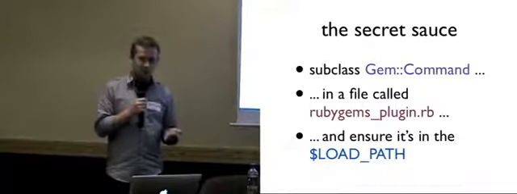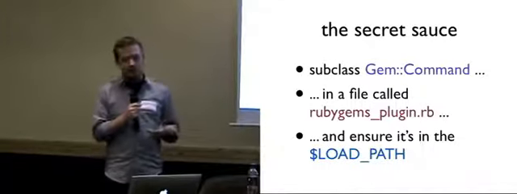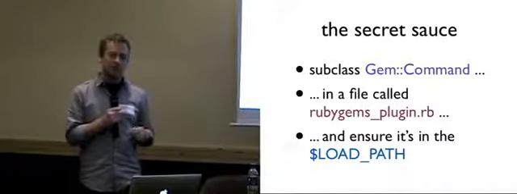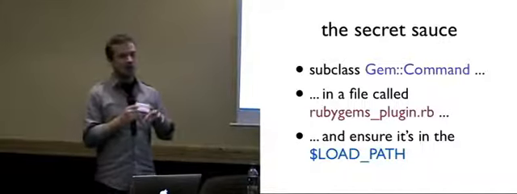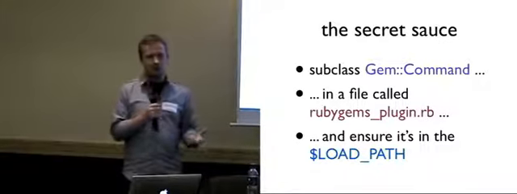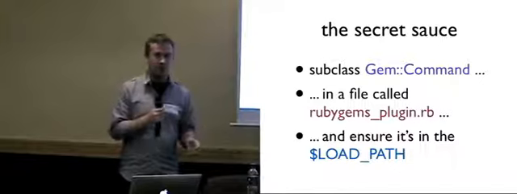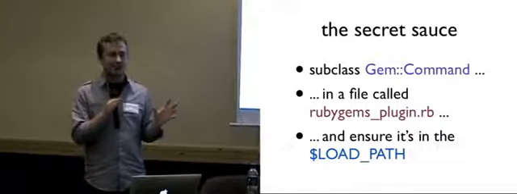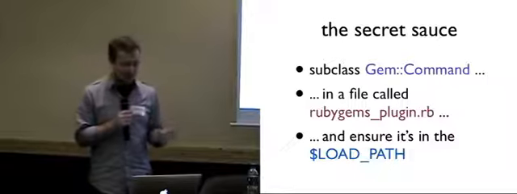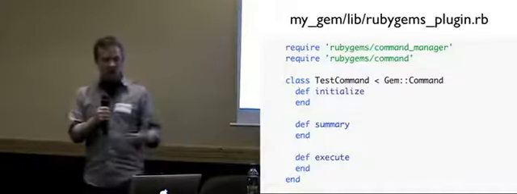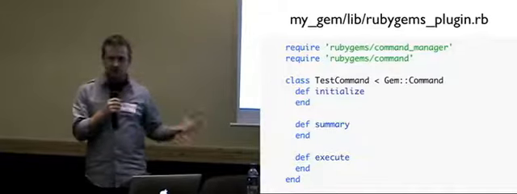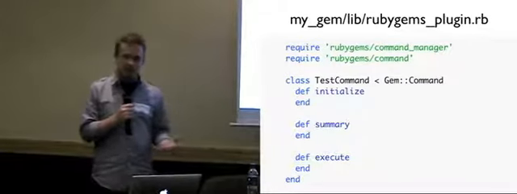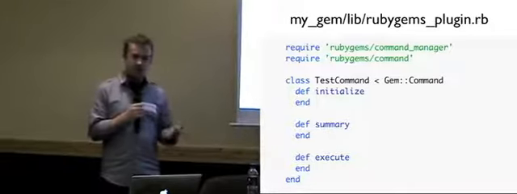And so all these things are examples of these things called gem commands, and they are really, really easy to write. The secret sauce is three things. You need to create a subclass of Gem::Command in a file that has to be called rubygems_plugin.rb, and that file needs to be in the load path of your gem. So typically that means you put it in the root of the lib directory. And then RubyGems will find it somehow. You don't even need to worry how, it's just going to find it. And in that file, this is kind of a skeleton version of it. As you can see, it's really simple. There's only three methods you need to implement: initialize, summary, and execute.